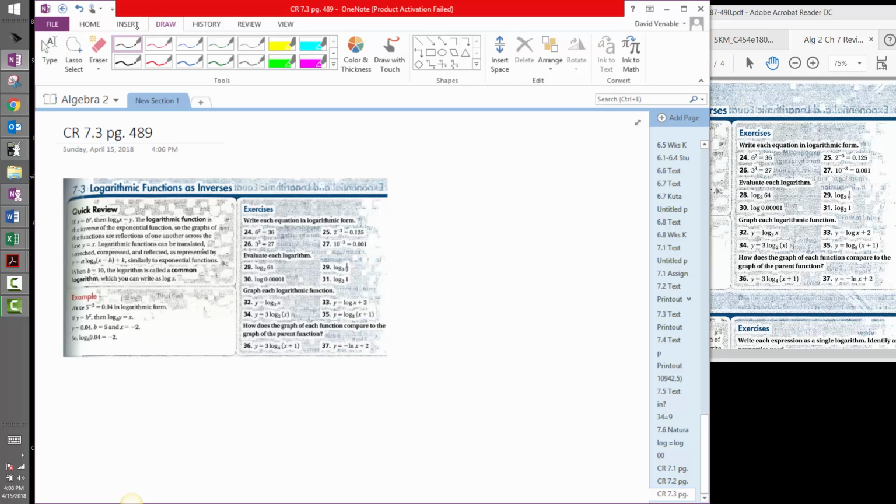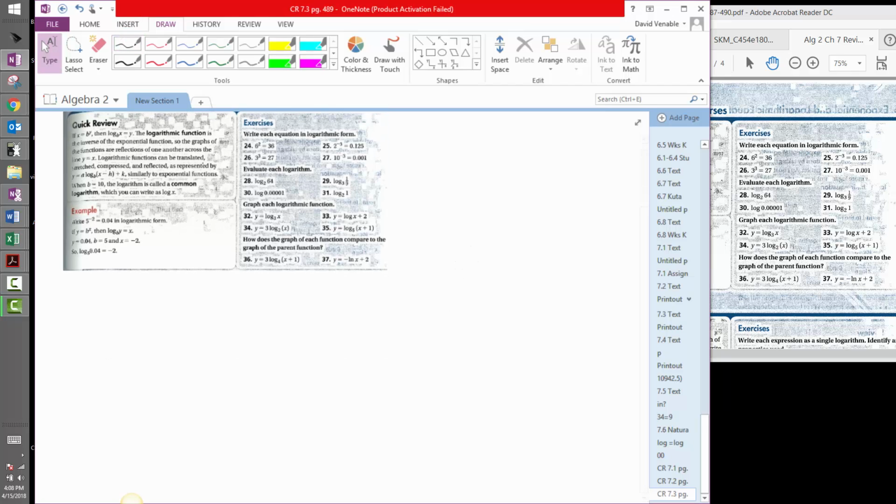I'm going to work through 7.3, the chapter review solutions. If you look at the right side of your screen again, you can see the problems that I'm grabbing from. Okay, starting with number 24. We're going to write these equations in logarithmic forms.